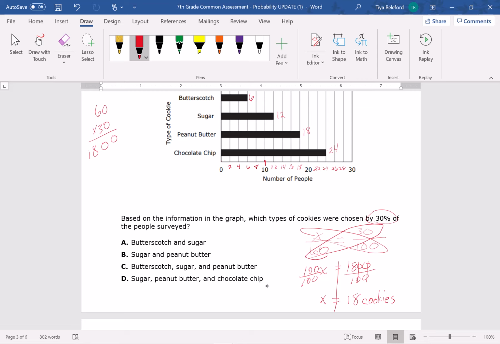So I have butterscotch and 6 plus 12 equals 18. We're going to check the rest. Sugar and peanut butter, 12 plus 18 is 30. Butterscotch, sugar, and peanut butter. Oops, that should be 18.